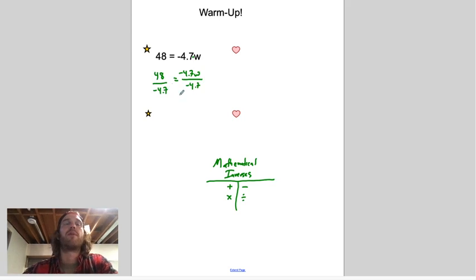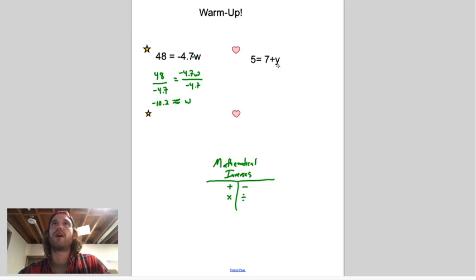We have a positive divided by a negative. And so W, which is currently on the right side, is approximately equal to negative 10.2. Okay? Pretty slick, if you ask me. Let's see an easier one.